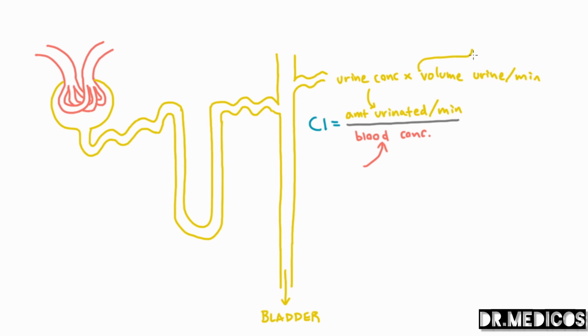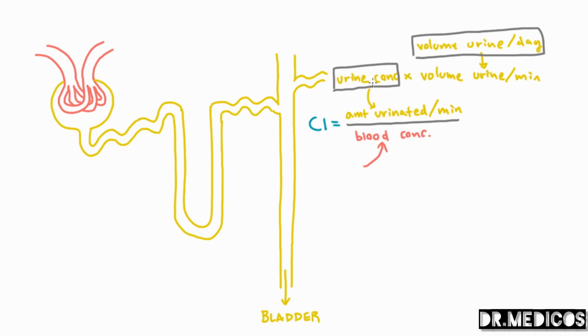Now, this too is actually pretty hard to measure, so what you might do instead is measure the volume of urine that you produce per day and then figure out what that corresponds to in terms of volume of urine per minute. And so practically speaking, what you could do is collect someone's urine for an entire day, put it in a bucket, and then in that bucket measure the concentration of the substance you care about in the urine.